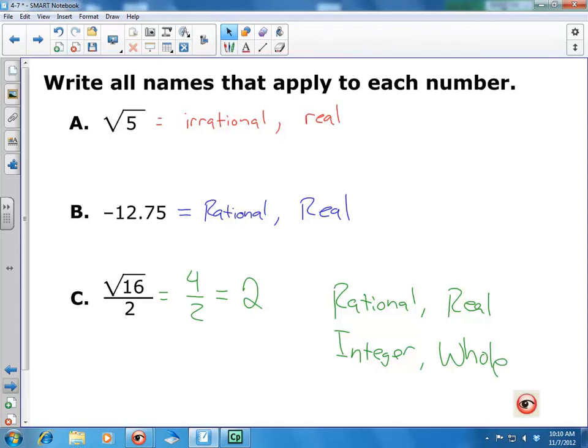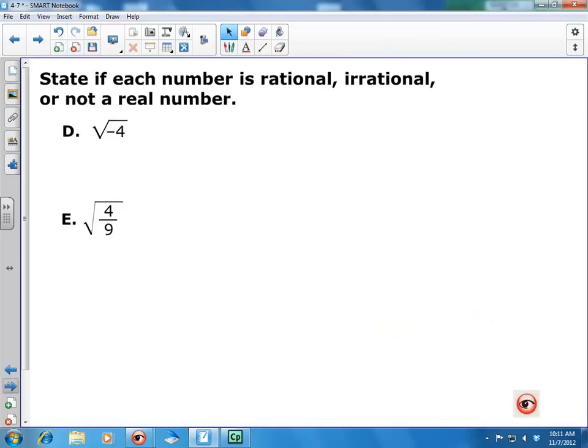Yes, this one is actually all 4 of those because it's rational, it's real, it's also an integer, and it's also a whole number. Because when we simplified it, we got 2. If you didn't simplify it, you may not realize that it is a whole number, or that it could also be an integer. All right, questions on that one? No? All right, then let's take a look at this one.